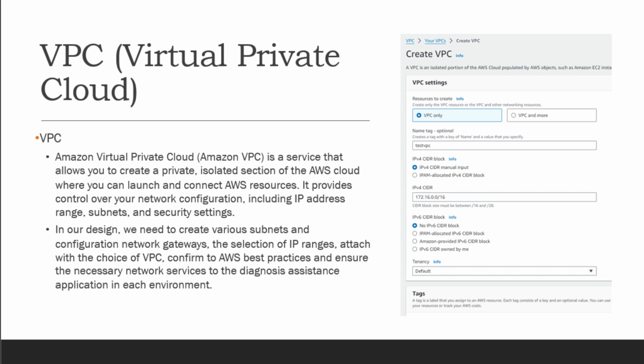Virtual private cloud. This is a service that allows you to create a private, isolated section of the AWS cloud where you can launch and connect AWS resources. It provides control over your network configuration, including IP ranges, subnets, and security settings. In our design, we need to create various subnets and configure network gateways. The selection of IP ranges is attached with the choice of VPC. This ensures the necessary network services to support the application in each environment.